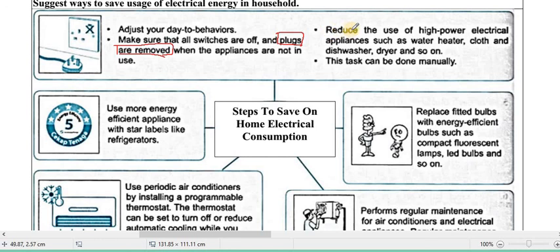Alright, next: reduce the use of high power electrical appliances such as water heaters, clothes dryers, dishwashers, and so on.